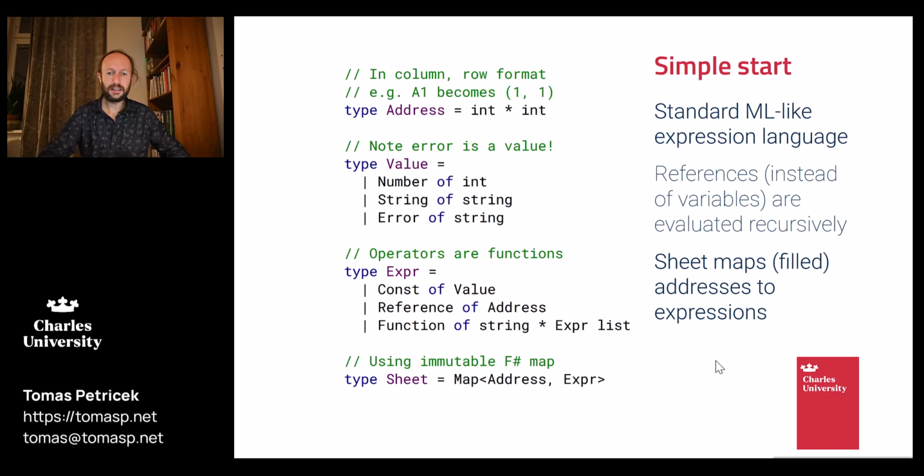And the argument of this is an address, and an address at the start will be just a pair of ints. So we will represent A1 as 1, 1. And the evaluator that we will write will turn the expression into a value.